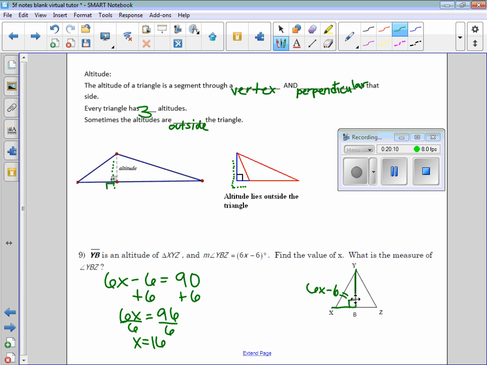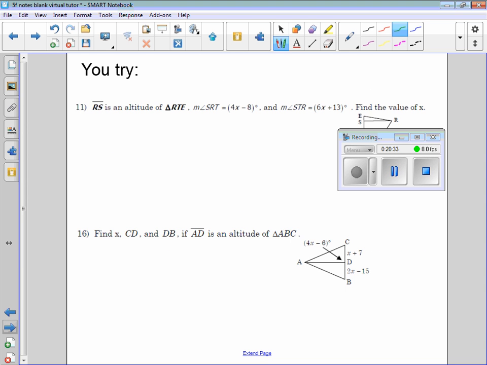But going back to the question, they also ask you what is the measure of angle YBZ. Well, we know angle YBZ is where the altitude is. And we already talked about that it's 90 degrees because it's a right angle. So we can now state that the measure of angle YBZ equals 90 degrees. So pause the video here and try the next two questions.